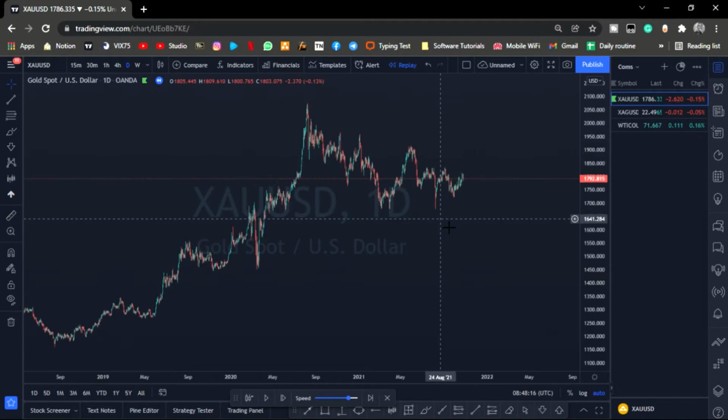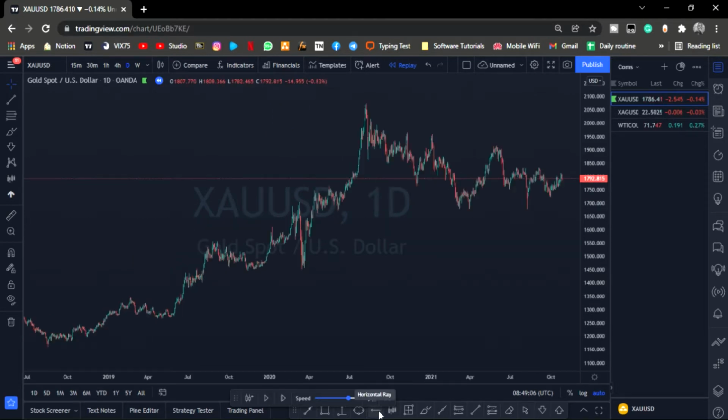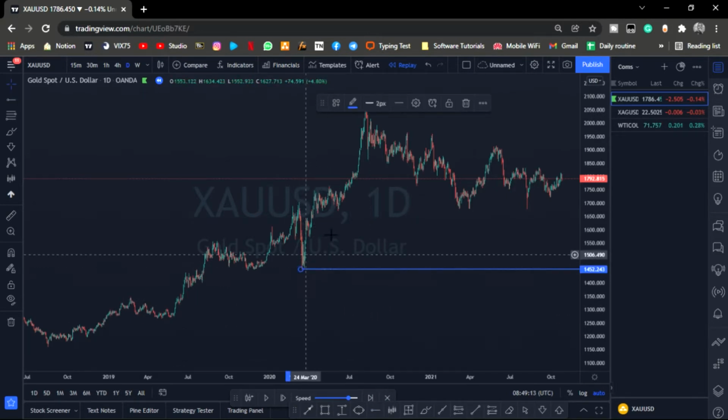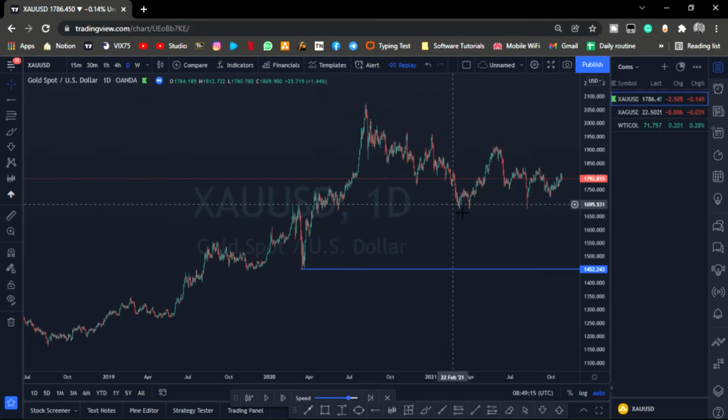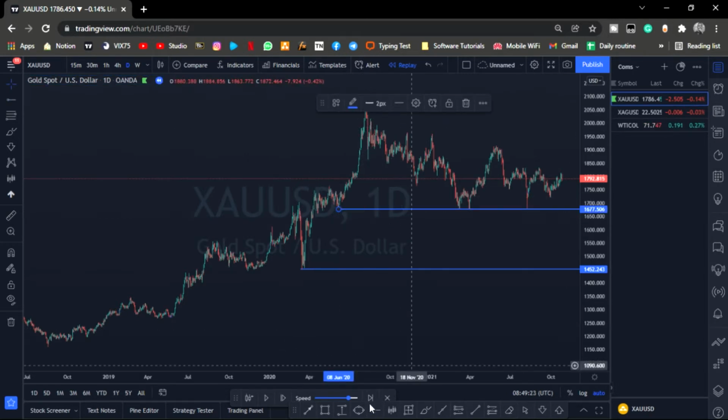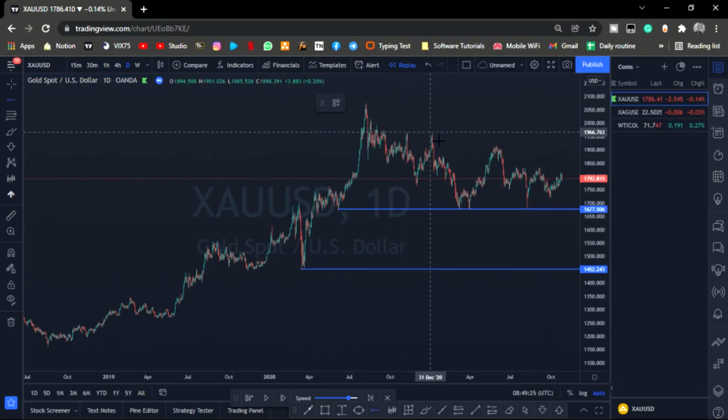In this video I'm gonna be showing you how exactly I use support and resistance. What I've noticed with most traders, especially beginner traders, is that they draw a lot of resistance zones, and this ends up complicating their chart. Like you'll find that someone's chart looks like this.